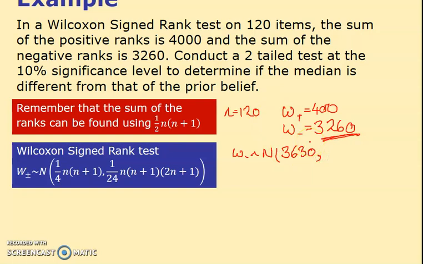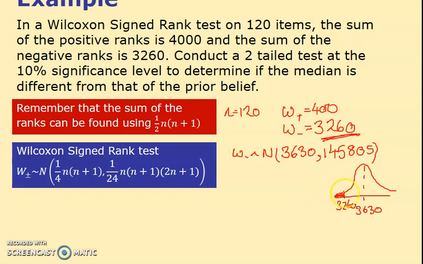And we're going to do the same thing for the variance: 1 divided by 24 times 120 times 121 times 241. That's a big old number for the variance: 145,805. So here's my normal distribution. I'd expect to get a mean of 3630. The W minus I actually got was 3260, which is a little bit smaller.